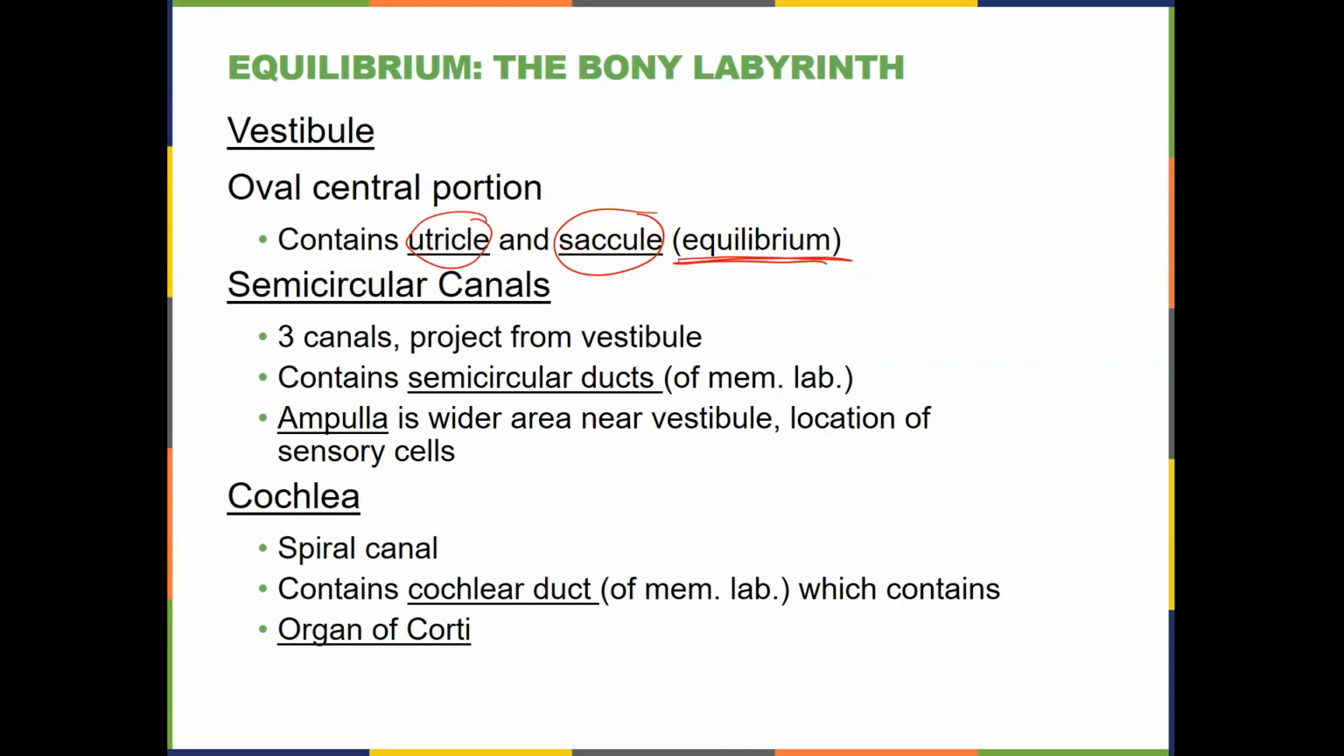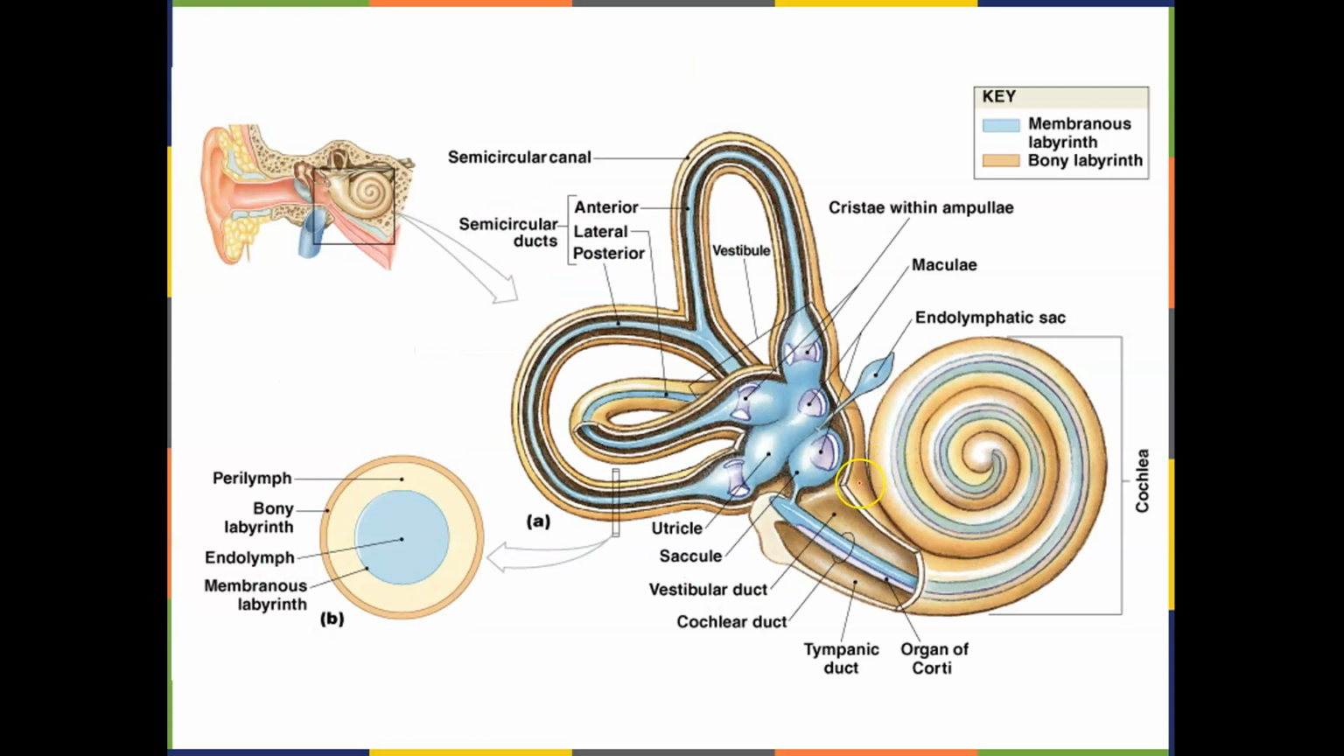The semicircular canals are 3 canals that project from the vestibule, which contains the utricle and saccule, and the semicircular canals are full of fluid, all right? They also have their own membranous ducts or semicircular ducts. The ampulla itself, that big swelling at the base of the ducts, is a wide area near the vestibule, and that's where you're going to find the sensory cells, more hair cells, right? We already talked about the cochlea here. So here's the cochlea. Here are the vestibules. Right here is the ampulla. This whole region here is the ampulla.